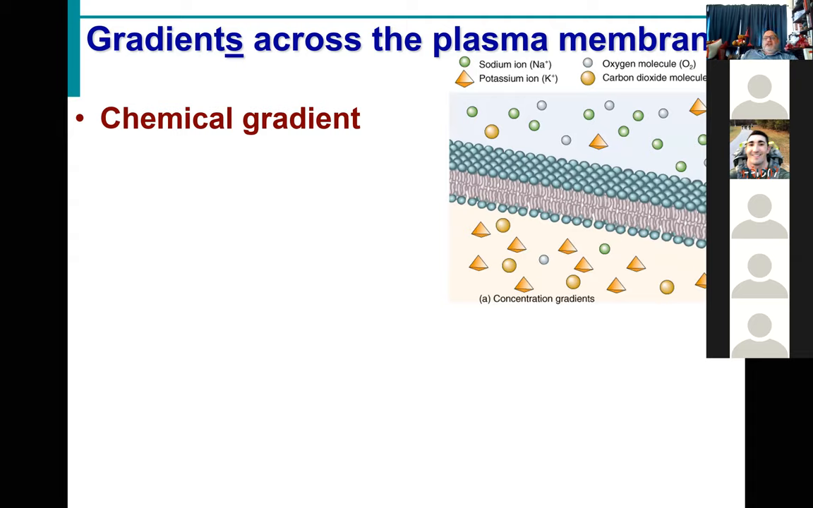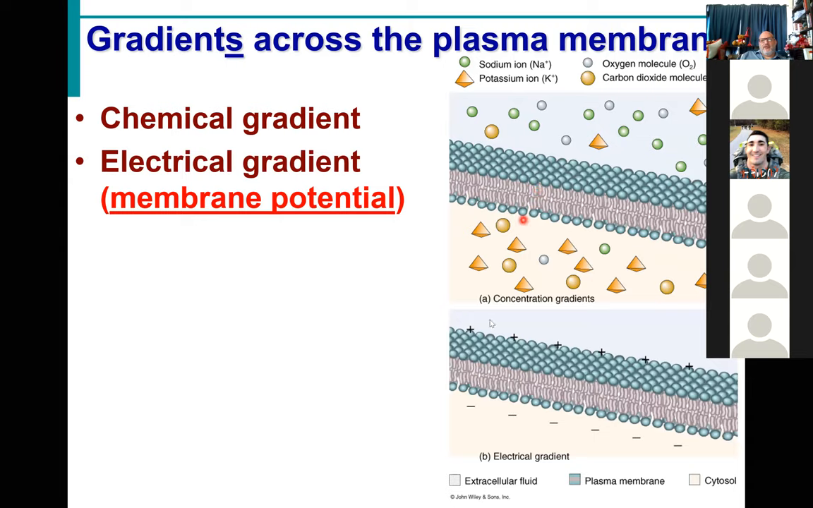So again, notice here, they are emphasizing the unequal distribution of ions, more potassium inside, more potassium outside. We see more sodium outside, less sodium inside, and so on and so forth. So we have that chemical gradient that we talked about. But as we also talked about, we have an electrical gradient. The inside of the cell is more negative. The outside of the cell is more positive. And that gives us our electrical gradient.